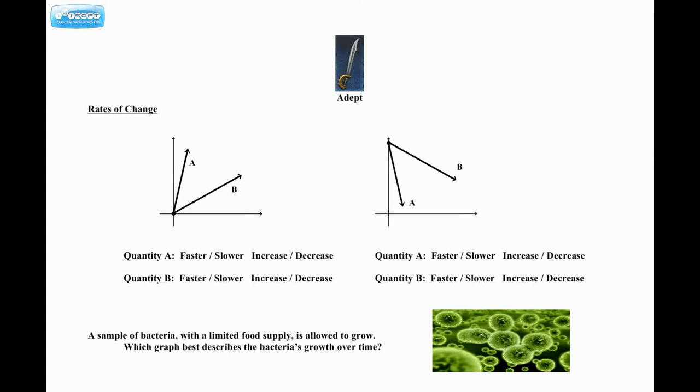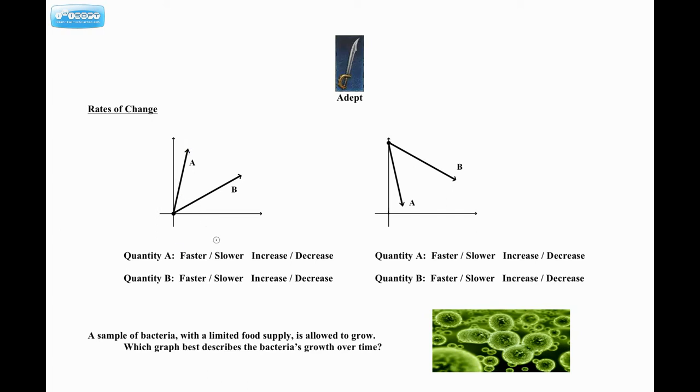Okay, Chapter 6, Section 1 and 2, Adept level. We're going to talk about rates of change, which I mentioned briefly in the last video. So we have two scenarios here. We have a graph with two lines. These are actually called rays because they have a starting point, but they go on forever.